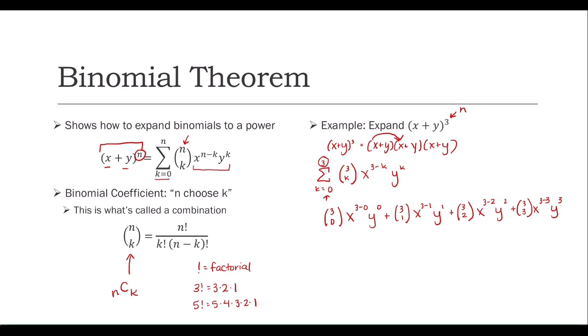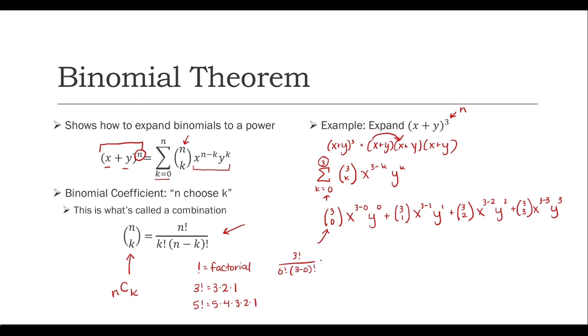So we can go ahead and simplify this. So 3 choose 0. We can use our combination for that. So this equation for our binomial coefficient. So we have n factorial, so 3 factorial over k factorial, which is 0 factorial, times n minus k factorial, so 3 minus 0 factorial.